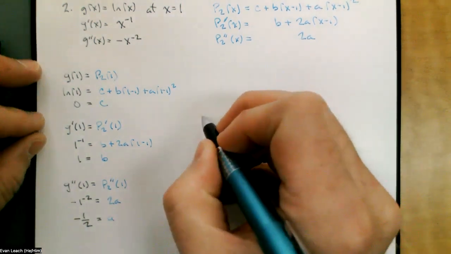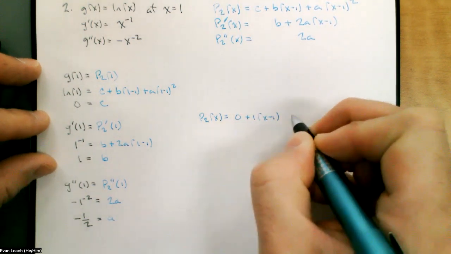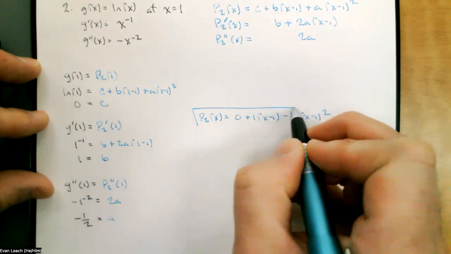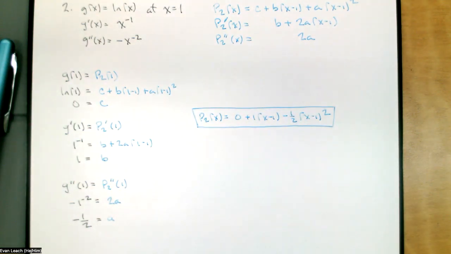So p2 of x is going to be 0 plus 1 times x minus 1 minus 1/2 times x minus 1 squared. We probably wouldn't write the 0. We probably wouldn't write the 1. We write x minus 1 plus negative 1/2 times x minus 1 squared. But this is a quadratic function that has the same value as natural log of x at 1, the same first derivative at 1, and the same second derivative as natural log of x at 1. We match the value, we match the first derivative, we match the second derivative.